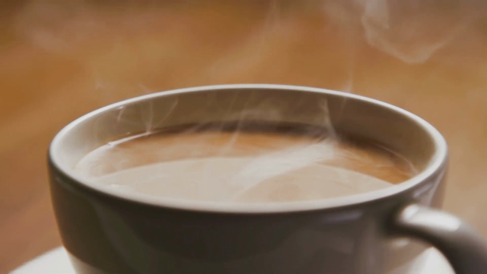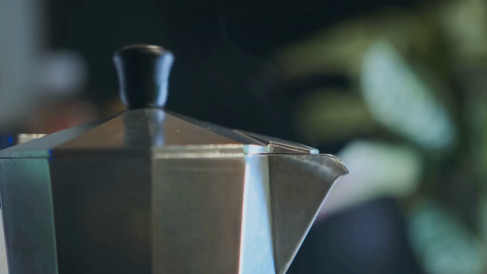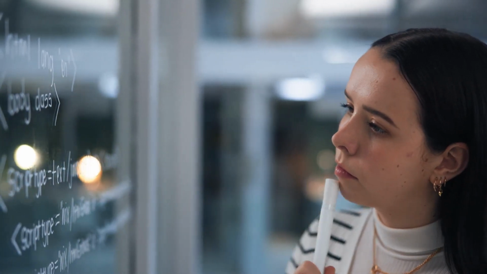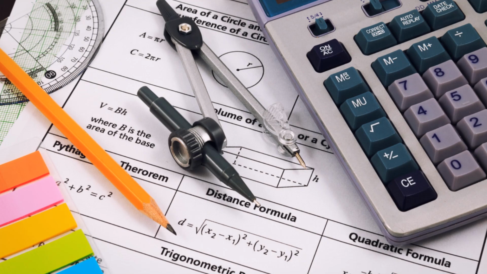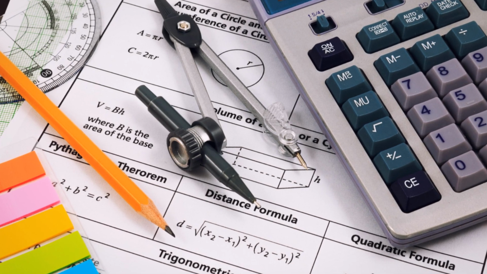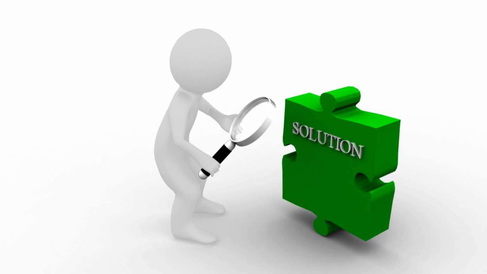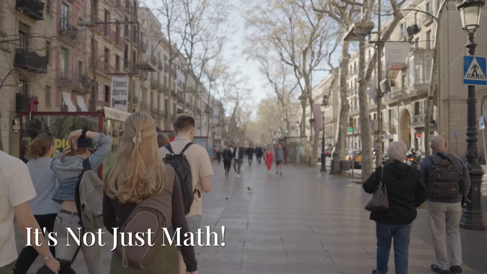Think about a hot cup of coffee. As time passes, the coffee cools down, getting closer and closer to room temperature. The limit in this case would be the room temperature, the value the coffee's temperature approaches over time. Limits are super useful because they help us understand how functions behave, even when things get a little weird or undefined. They're like mathematical detectives, helping us solve mysteries about how things change and interact.